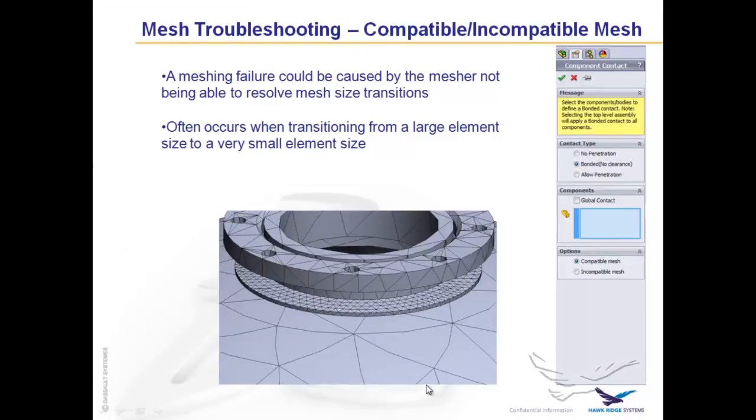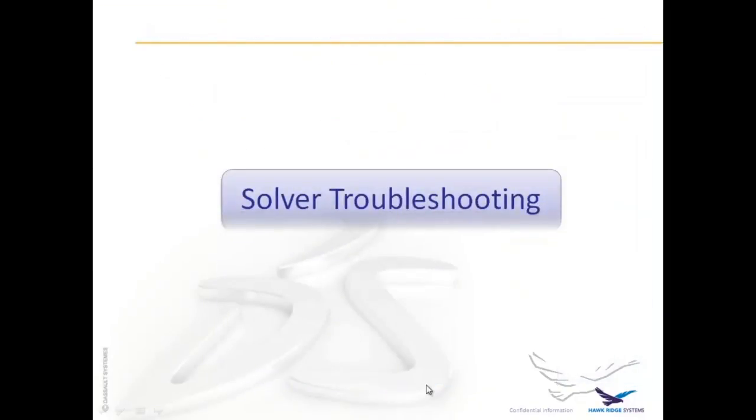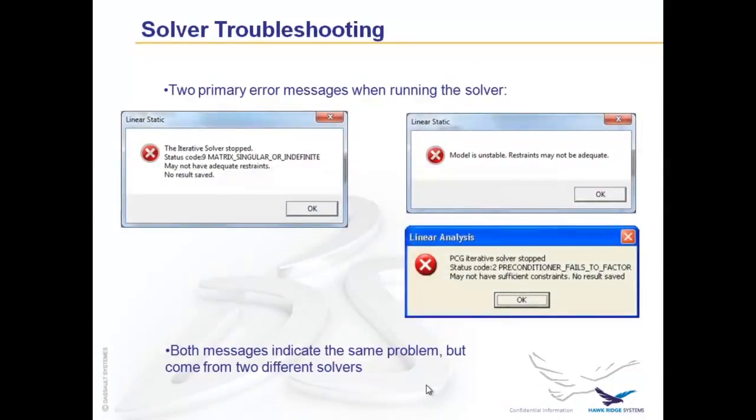Alright, so we've talked about mesh troubleshooting. Let's go into the next section, which is solver troubleshooting. Now really there's 2 primary messages that you get when you have a solver error, and I have a third picture here, and the reason I have a third picture is because this is actually in an older version that I've usually seen it in, and it really is actually the same message as one of the other messages, but it's essentially either you get a matrix singular or indefinite, or you get a model is unstable.